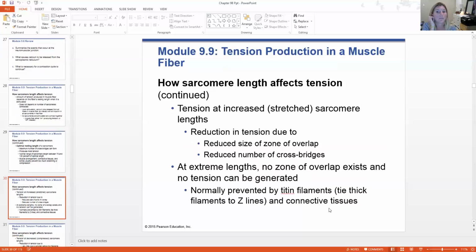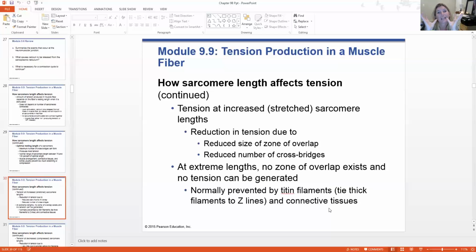So the tension at the stretched sarcomere lengths is basically going to affect whether or not... well, it's kind of the other way around. How short the sarcomere is at rest is going to affect the amount of tension that can be produced. So in other words, if the sarcomere is already pretty short, if that zone of overlap is already pretty big, well, the sarcomere can't move much at all, right? And if the sarcomere is already pretty stretched out and pretty long, then the zone of overlap is very small. So there's not going to be much grabbing going on, many cross bridges forming. So again, affecting the tension that's produced.